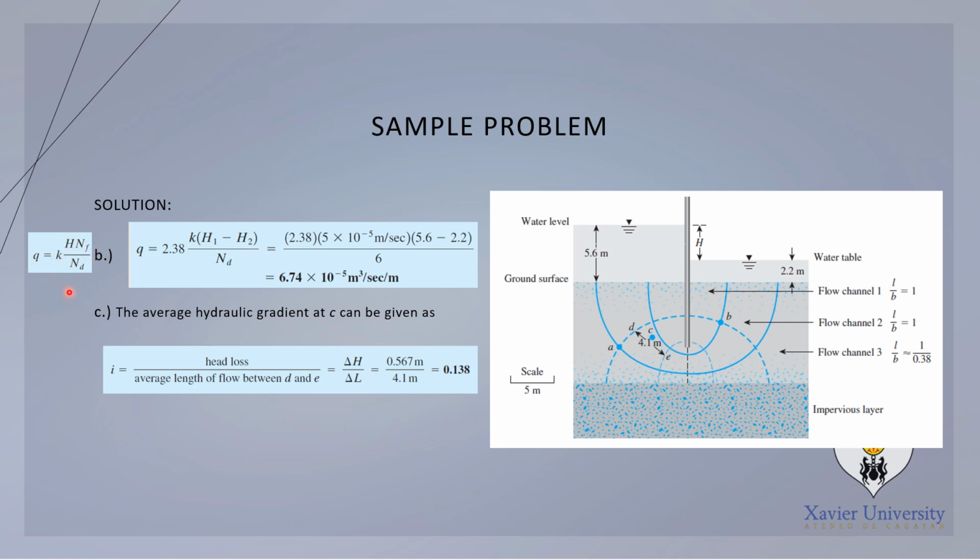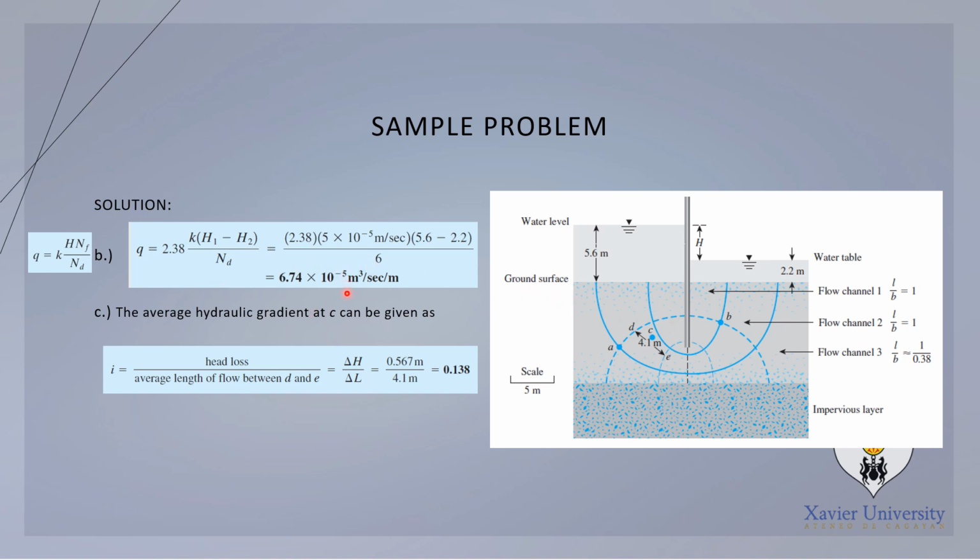This equation is the one most commonly used in review books, and then this one is from Braha das na book yun. So, we have here 2.38, which is the constant value, times K, which is given, and then H1 minus H2, 5.6 minus 2.2, over the number of drops, which is equal to 6.